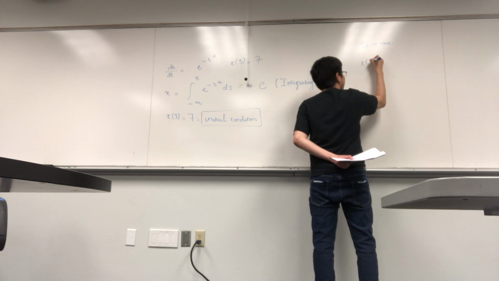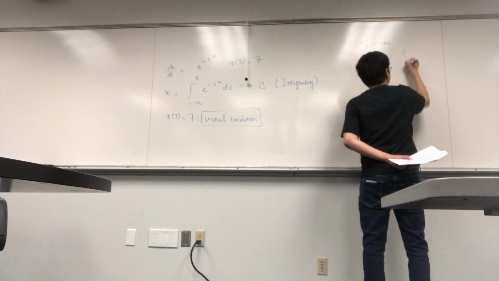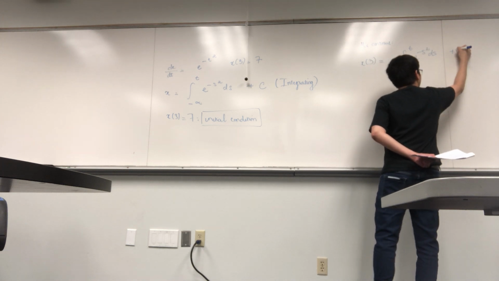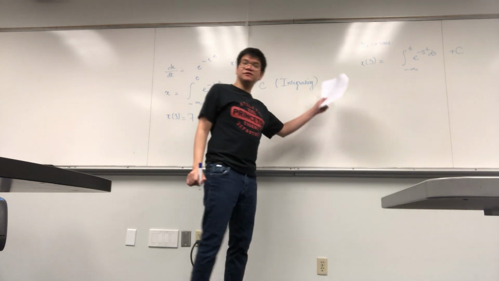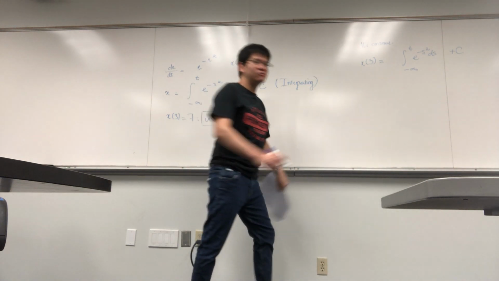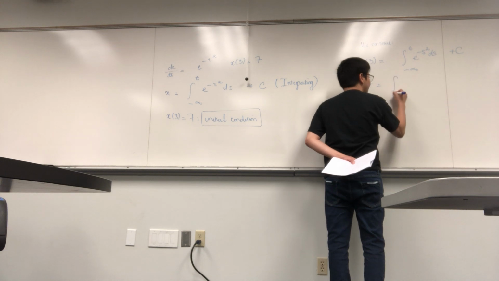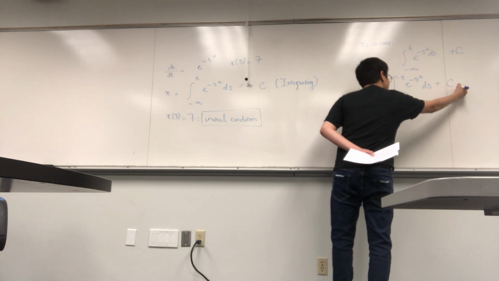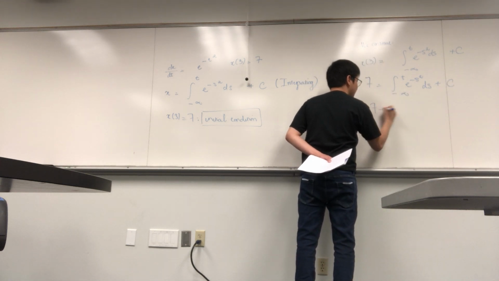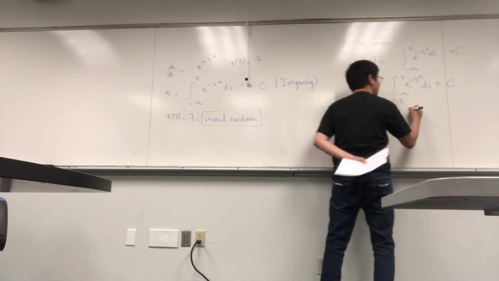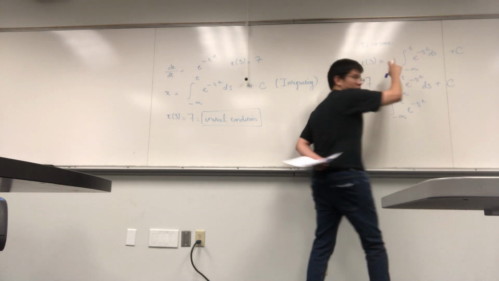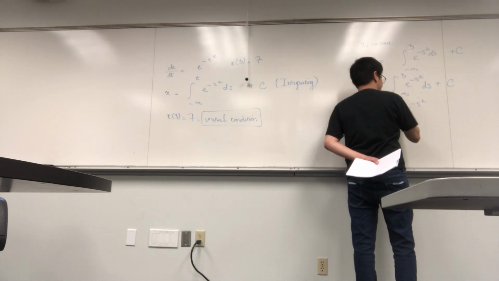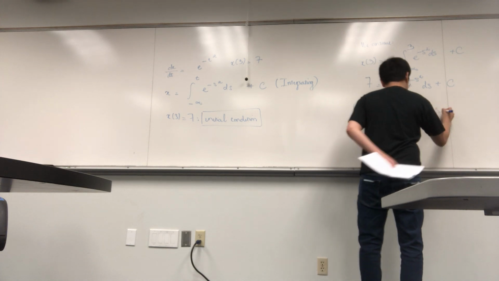So we have x(t) will be the integral from minus infinity to t of e to the power minus s squared ds plus the constant c, right? But we know that this is 3, this is 7, so 7 will be the integral from minus infinity to t of e to the power minus s squared ds plus c, which means that c will be 7 minus the integral from minus infinity to t of e to the power minus s squared ds. So this t should be 3, all right? Because we're going to replace t by 3.